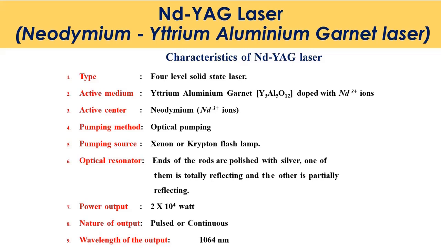The optical resonator consists of two polished silver plates. One of them is totally reflecting and the other is partially reflecting. The power output of this laser is 2 into 10 power 4 watts. Nature of output is pulsed or sometimes continuous. Wavelength of the output is 1064 nanometer, which lies in the range of infrared.